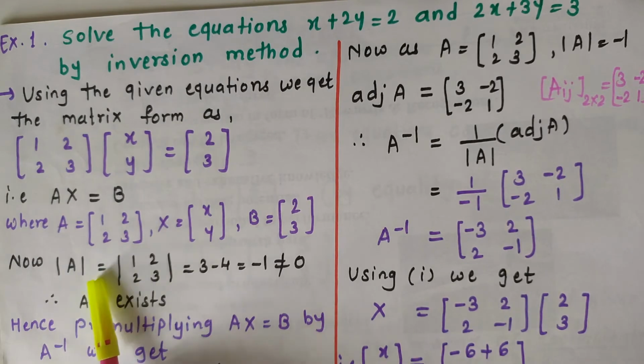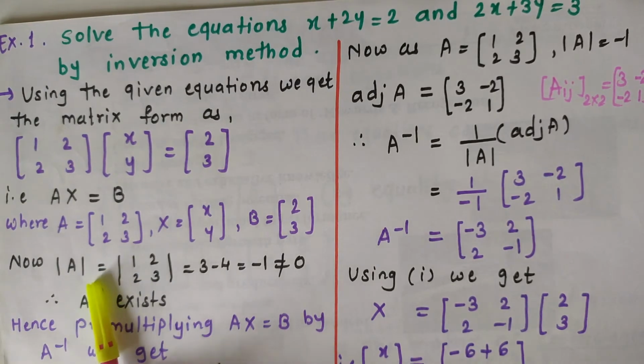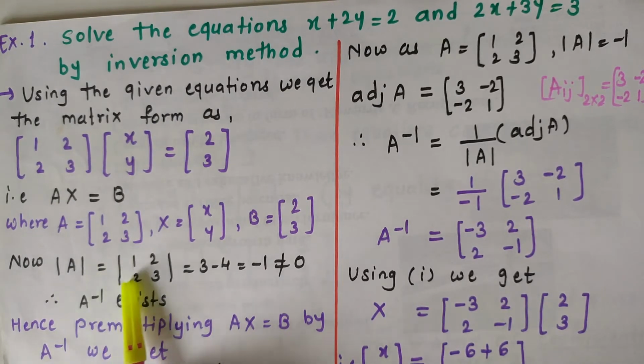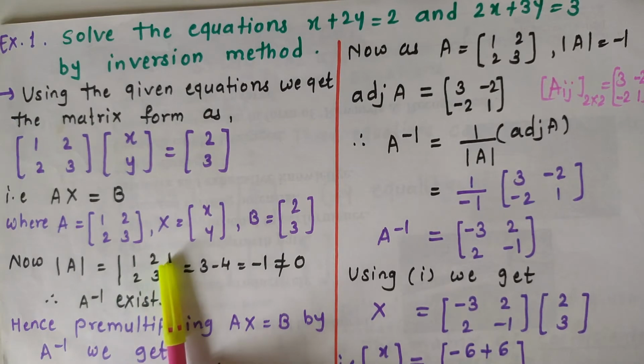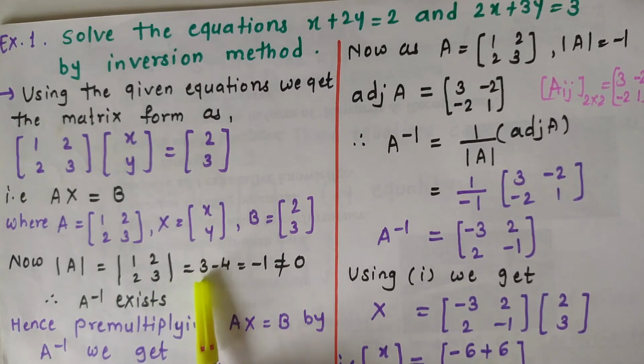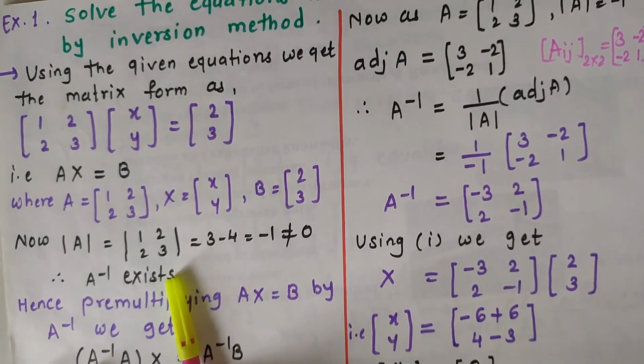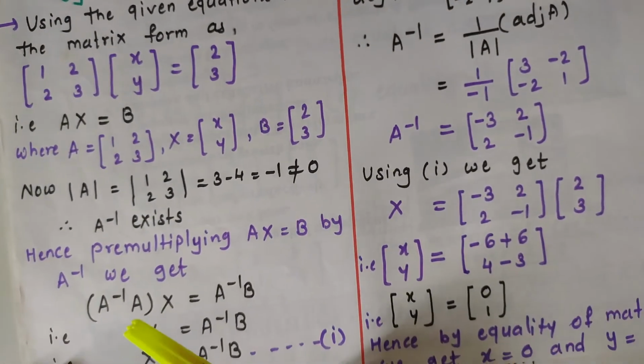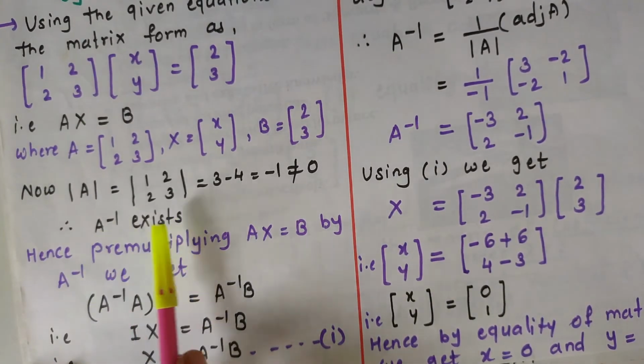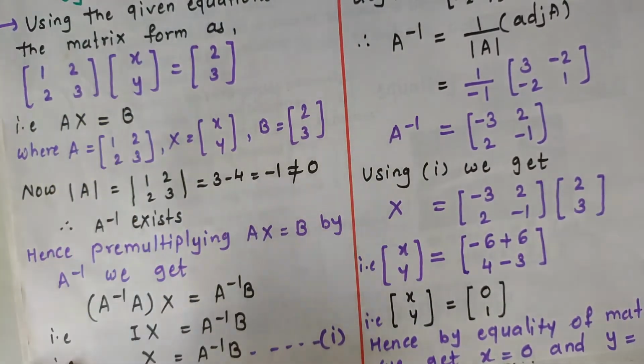Now, the next step is to find the value of the determinant of A. So, the determinant of A is equal to the determinant of elements 1, 2, 2, 3, which is 3 minus 4, equal to minus 1, which is not equal to 0. Therefore, A inverse exists. Now, pre-multiplying the matrix form by A inverse.